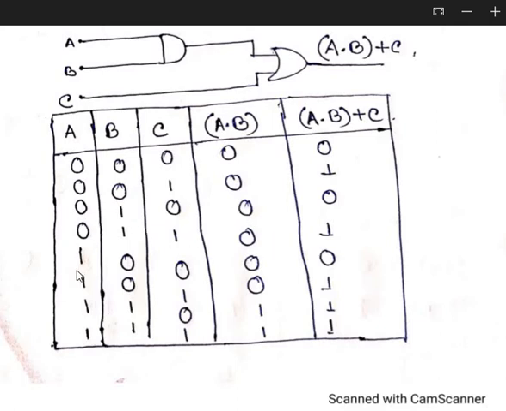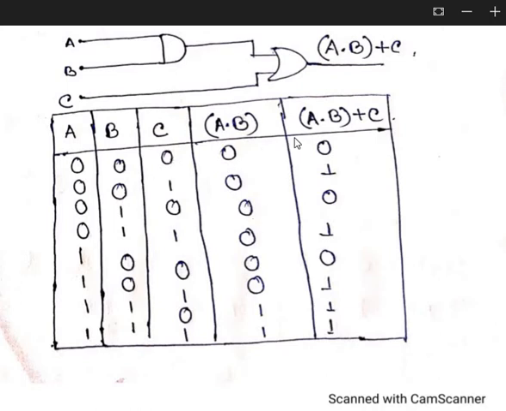0 into 1 will give you 0. 1 into 0 will give you 0. 1 into 0, 0. 1 into 1, 1 and 1 into 1, 1. Now again with this result I will add C. So I will add C with this result.